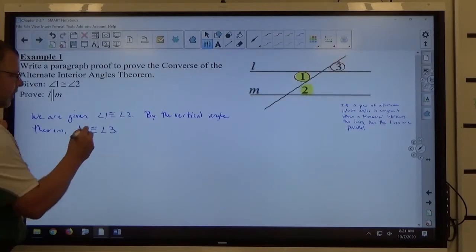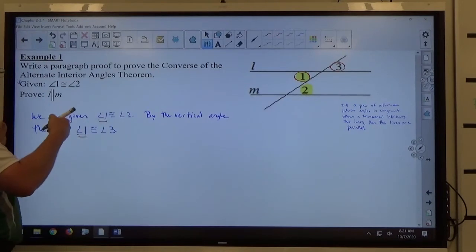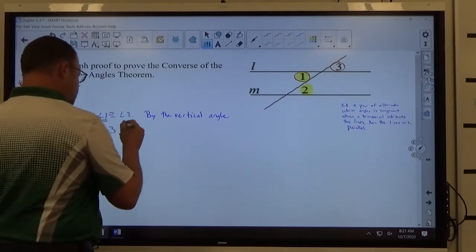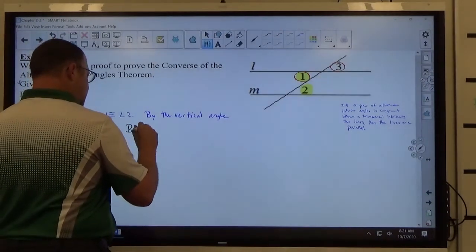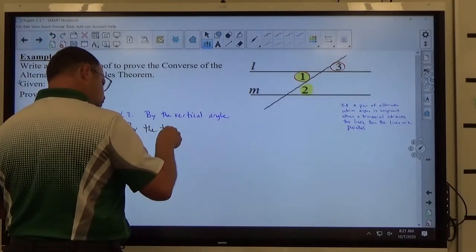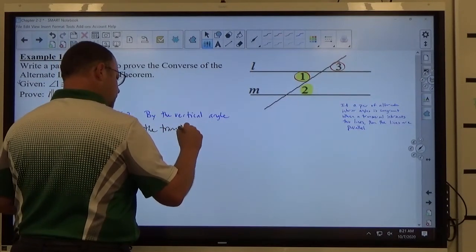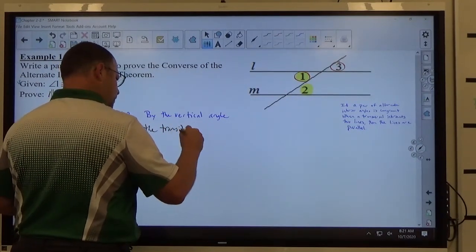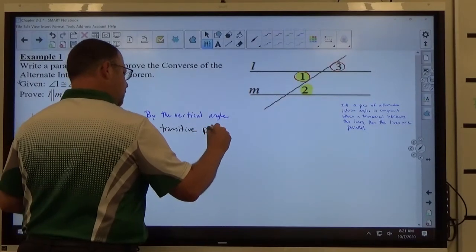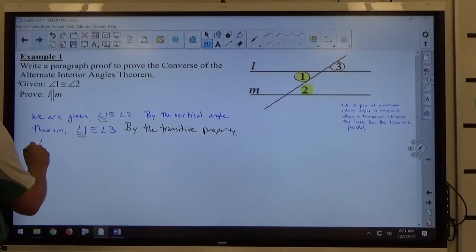So the fact that 2 is congruent to 1 and 3 is congruent to 1, that two things are congruent to the same thing. Right? So by the transitive property, angle 2 is congruent to angle 3.